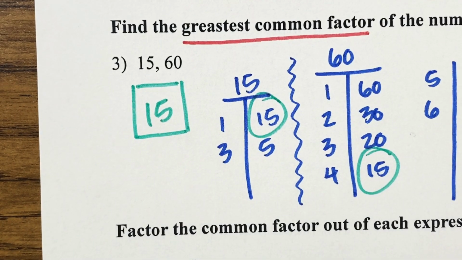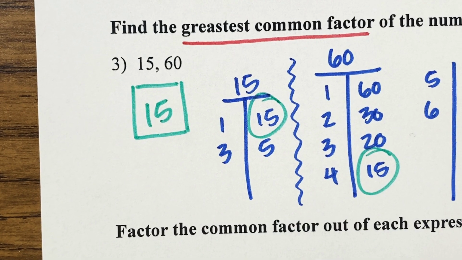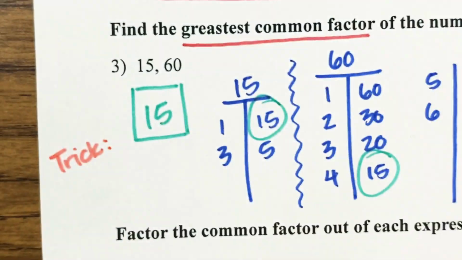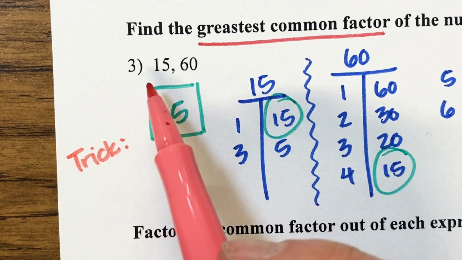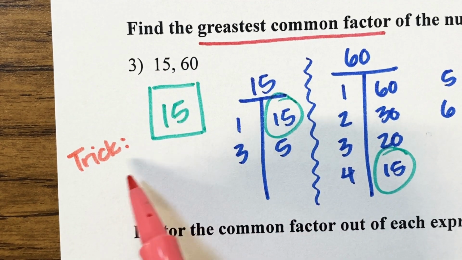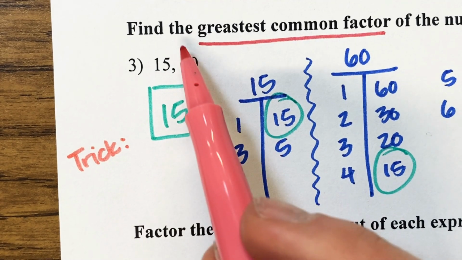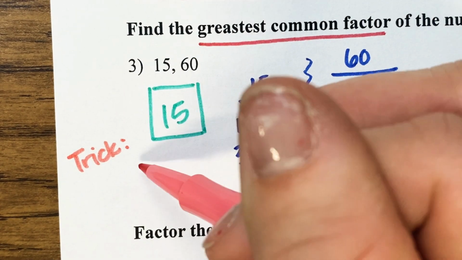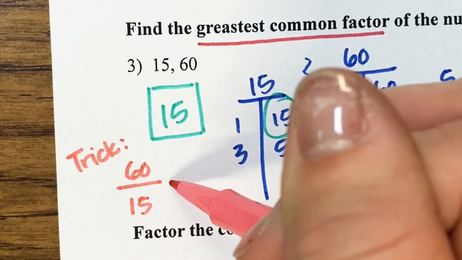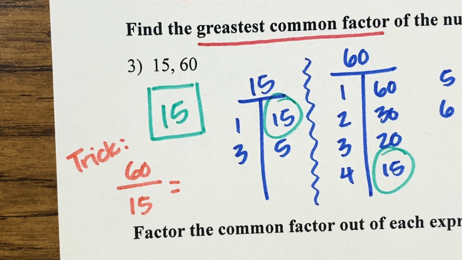Okay, well, how about a little trick? Let's write this little trick down. This is really going to help you on your test. So our trick is to see if you take the smaller one, divide it by the bigger one, if it's even. Actually, bigger one divided by smaller one. So bigger one, 60, divided by the smaller one, 15. Do we get a whole number?